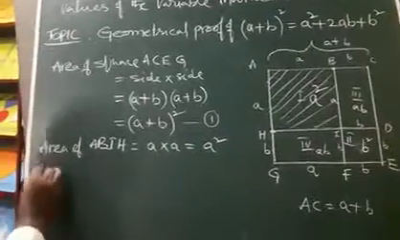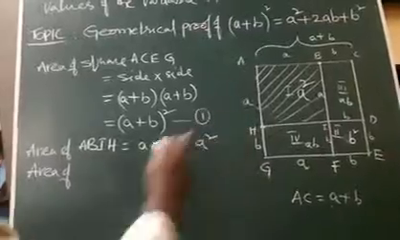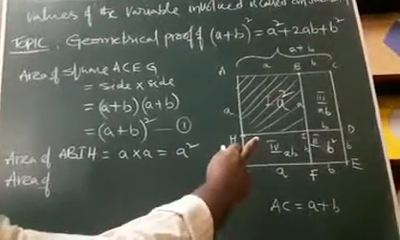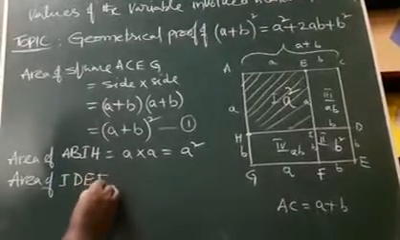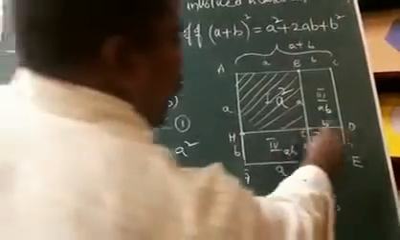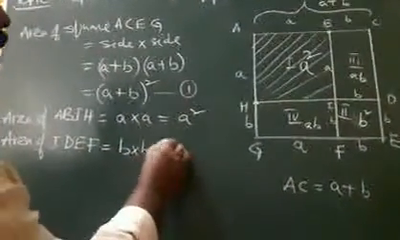Now area of IDEF is equal to B into B, which is equal to B square.